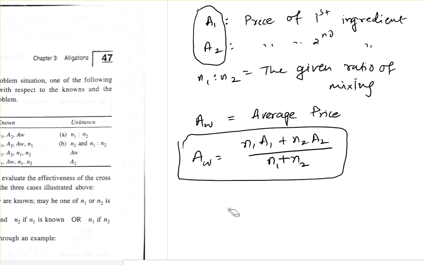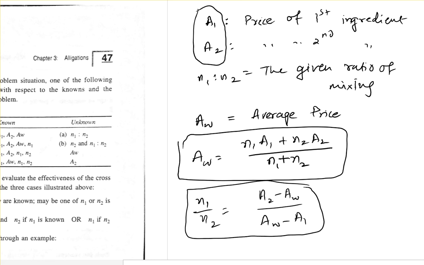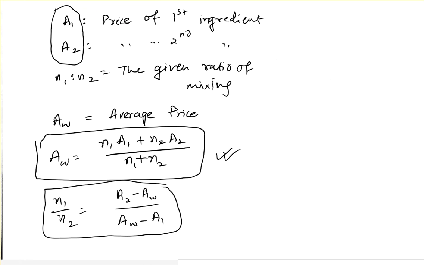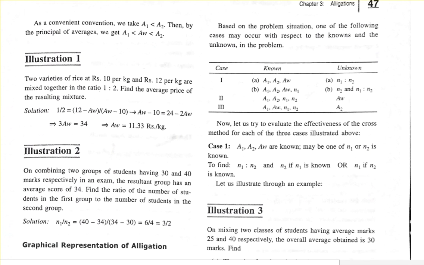Now another formula for this situation is N1 upon N2 is equal to A2 minus AW by AW minus A1. You can obtain this formula from the first formula, and this is a very important formula. Let us first see a question.